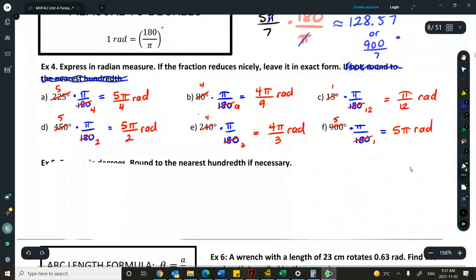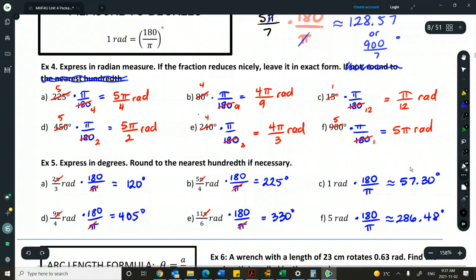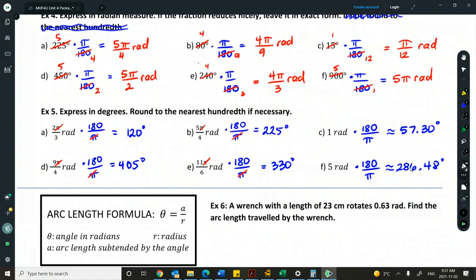Okay, so there's our first one. Second one, this is what you should have gotten, so you can double check your answers.